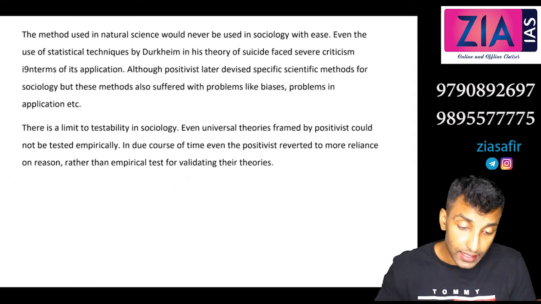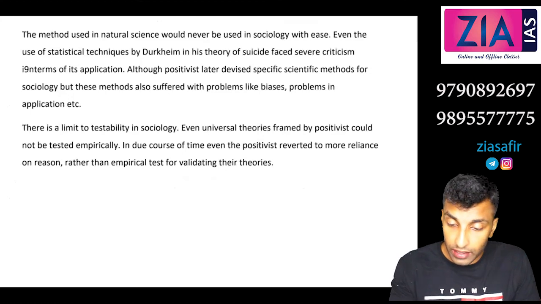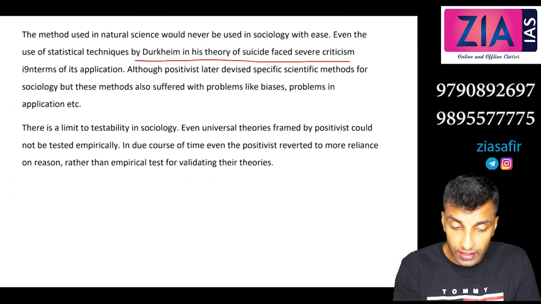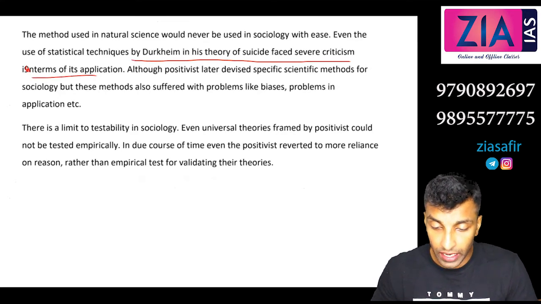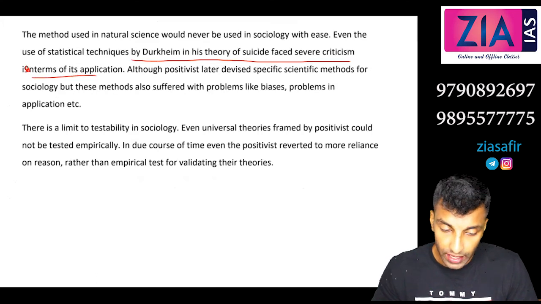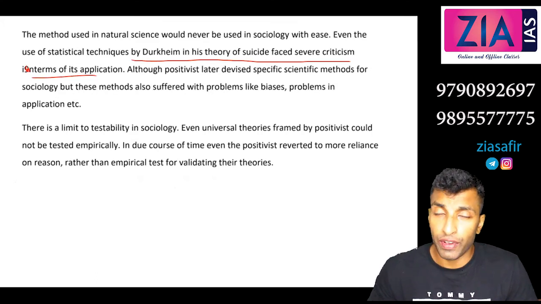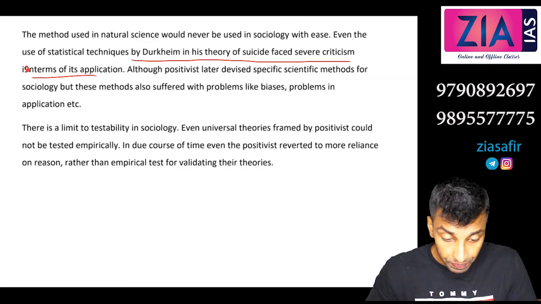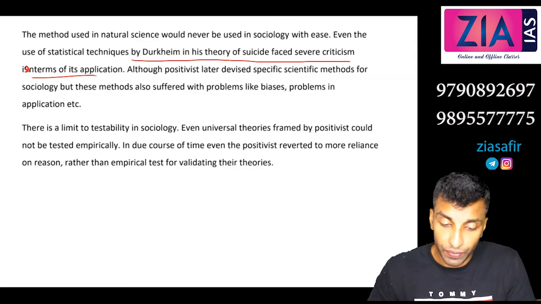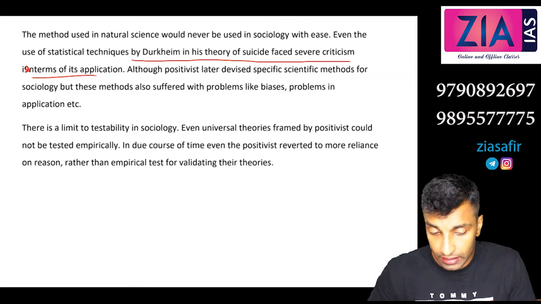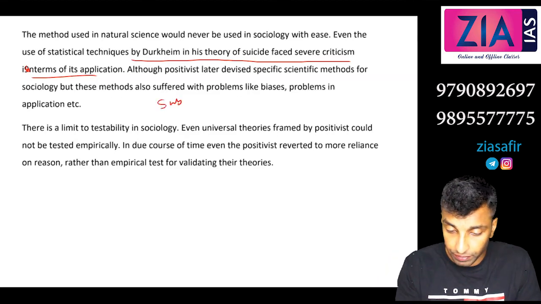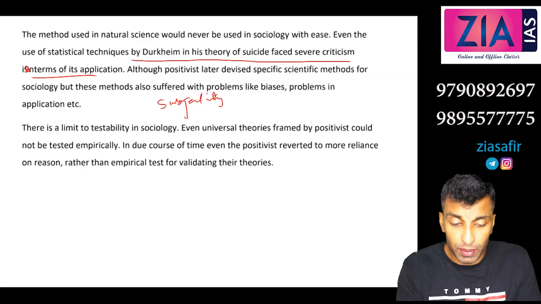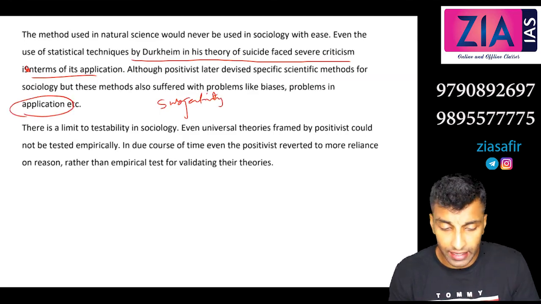Even the use of statistical techniques by Durkheim in his theory of suicide faced severe criticism in terms of its application. Although positivists later devised specific scientific methods for sociology, I have told you Durkheim developed a method, Weber developed a method, but these methods also suffered from problems like biases, problems in application, etc. That means subjectivity. Problems in application means you need a trained investigator, etc.